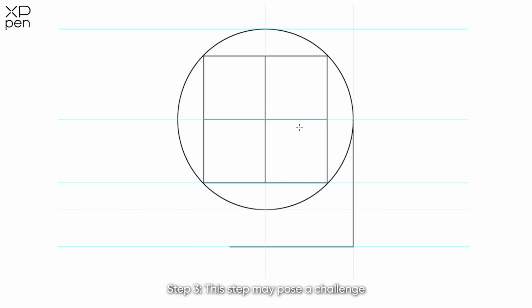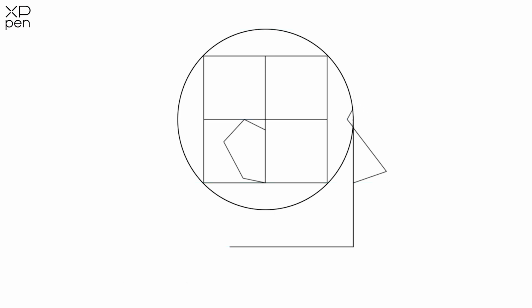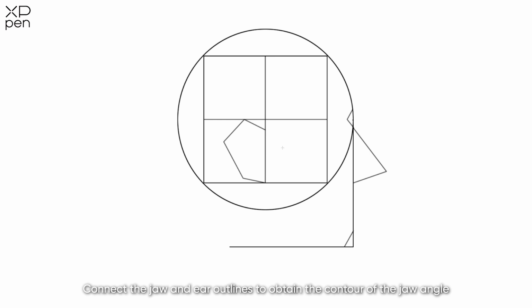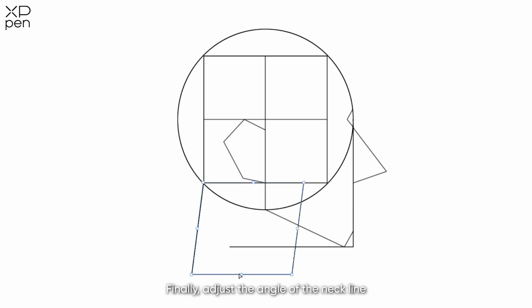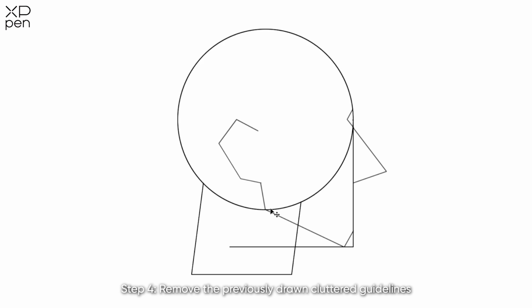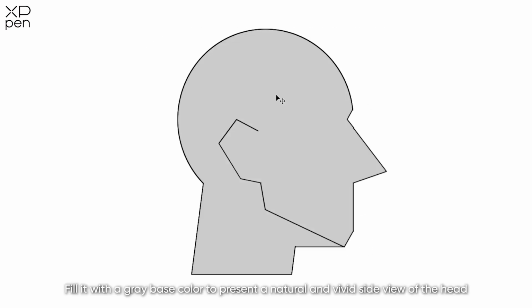Step 3. This step may pose a challenge. First, sketch the outline of the ears within the square guidelines. Then, based on the guidelines drawn in the second step, outline the nose and the sunken eye sockets within the square guidelines. Connect the jaw and ear outlines to obtain the contour of the jaw angle. Finally, adjust the angle of the neckline, resulting in a preliminary side view of the head. Step 4. Remove the previously drawn cluttered guidelines, leaving only the genuine side view of the head. Fill it with a gray base color to present a natural and vivid side view of the head.